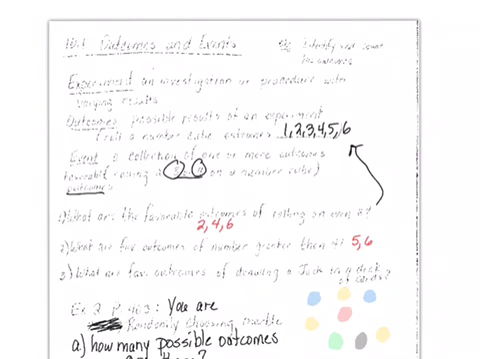So I want to know, what are the favorable outcomes of drawing a jack in a deck of cards? Well, you would have the jack of hearts. You'd have the jack of spades, jack of diamonds, and the jack of clubs.